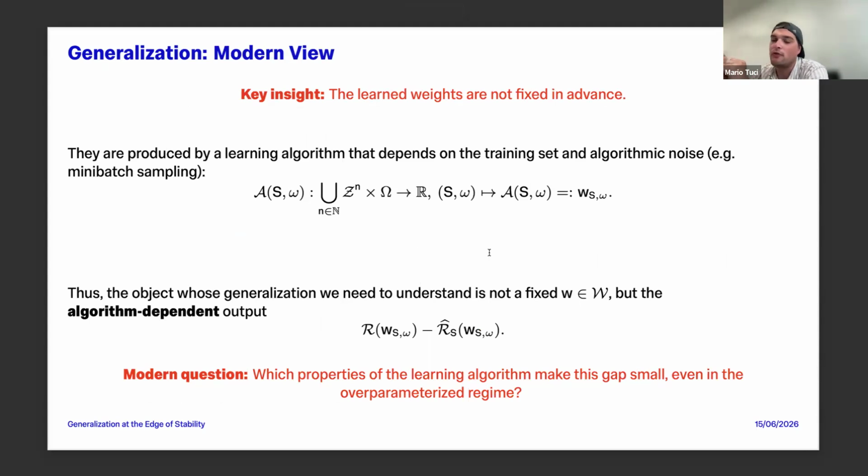Now we incorporate the algorithm in the new learning theoretic setting, and that, I would say, is the modern question. Which properties of this learning algorithm, so the weights I get in the end, actually help, or how do they explain that this generalization gap is small? And does it even explain generalization in the over-parameterized regime?